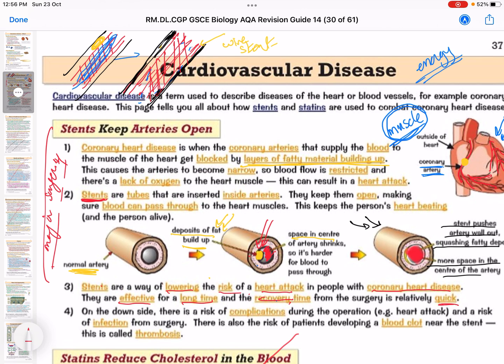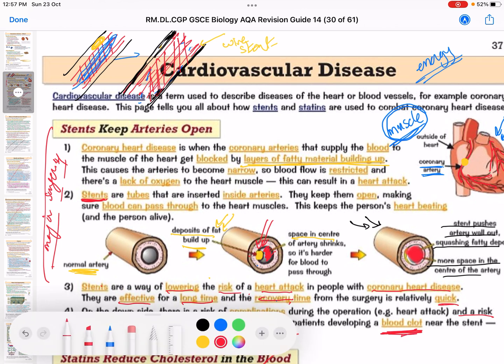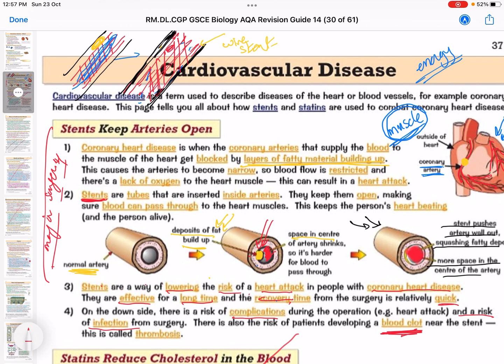On the downside, there is a risk of complications during the operation, and there is a risk of infection as with any other surgery. As I said, that's not a major surgery, but still there is a risk of infection because of the catheter use. There's also a risk that patients develop blood clots. Why? Because this stent is still a wire, right? So a lot of blood may deposit here, within the mesh itself, causing something called thrombosis. Thrombosis is a blood clot that may prevent the blood from moving and passing in the correct direction. So that's the pros and cons for the stent use.